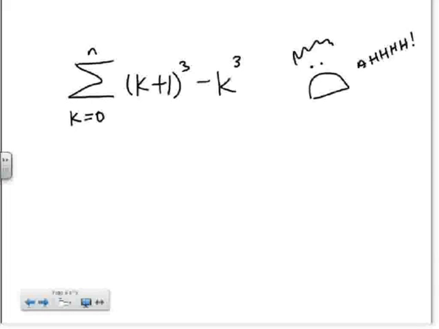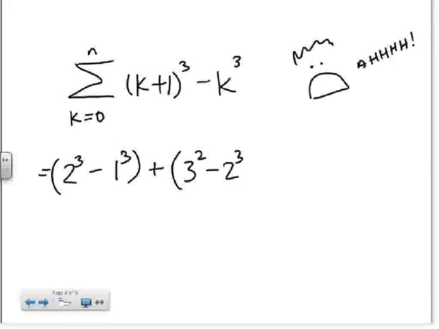Let us begin writing this out and simplify as we begin to understand the pattern. 2 cubed minus 1 cubed plus 3 cubed minus 2 cubed plus dot dot dot plus the quantity n plus 1 cubed minus n cubed.